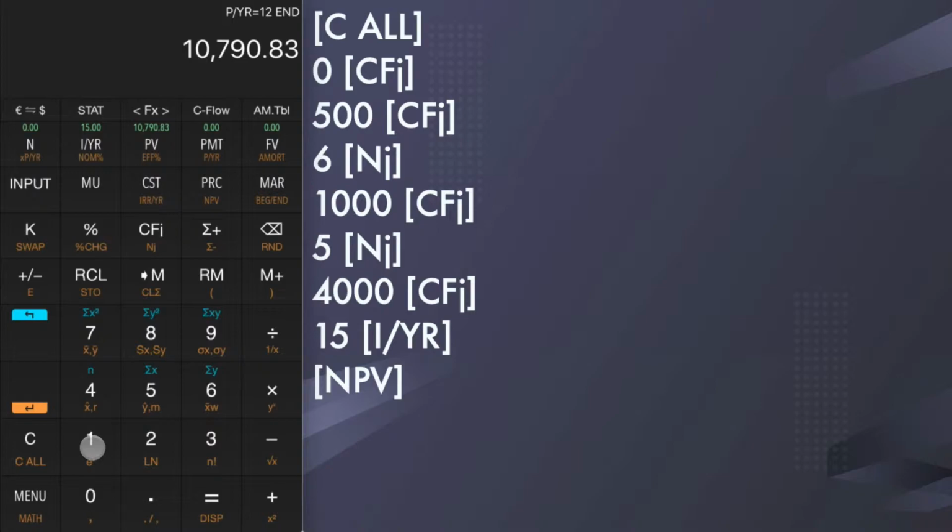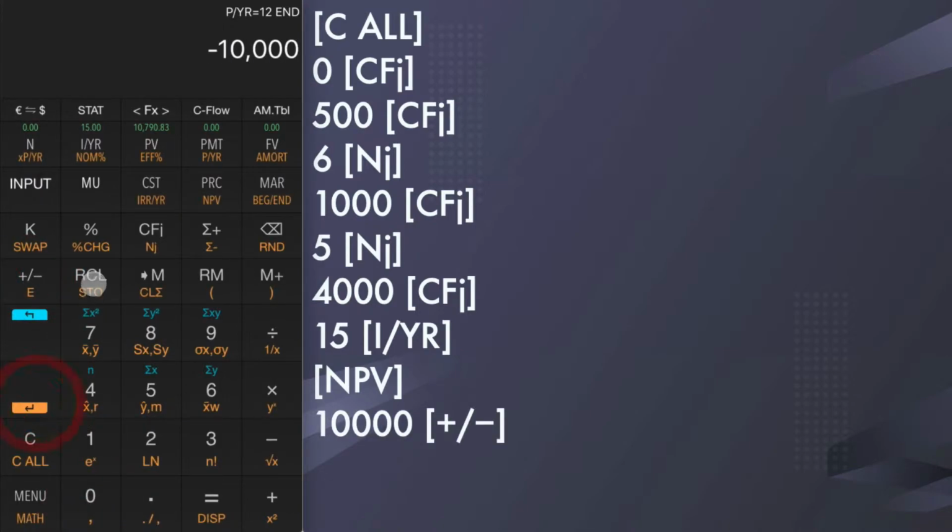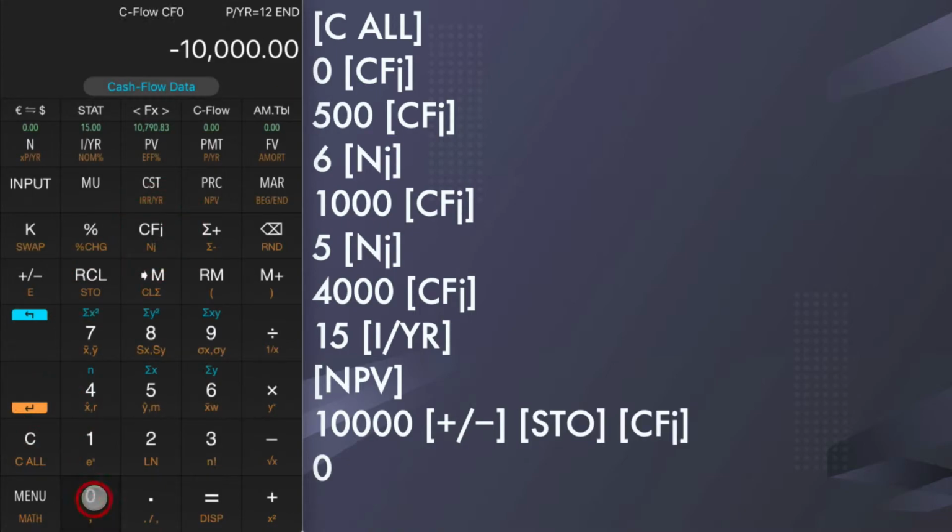Could we discuss more to reduce the investment to $10,000 and see how much interest yield after 1 year? You are going to edit the initial cash flow with the new amount of money, $10,000. It is a negative number since you are going to give your money out of your pocket. Enter 10,000, negative sign, and tap yellow shift, STO, CFj, and 0.